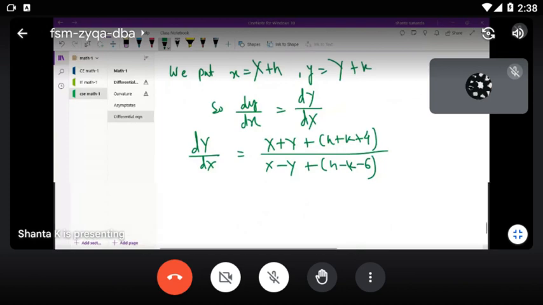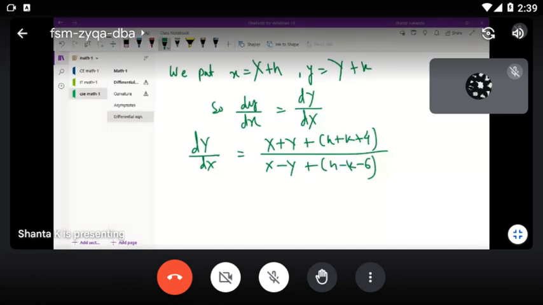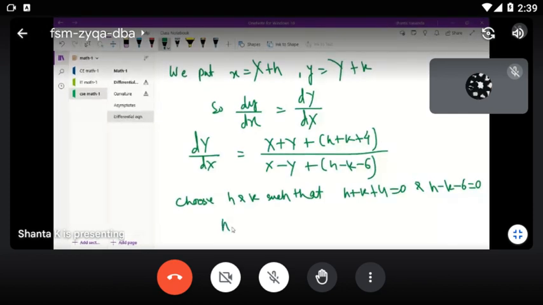Now we have to choose our h and k such that both constant terms will be 0. Then it will reduce to the normal form. So choose h and k such that h plus k plus 4 equals 0 and h minus k minus 6 equals 0. So we have two equations and two unknowns. What are the values of h and k? 1 and minus 5. So h is 1 and k is minus 5.